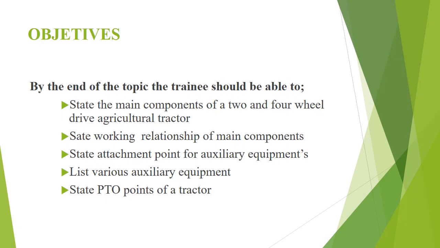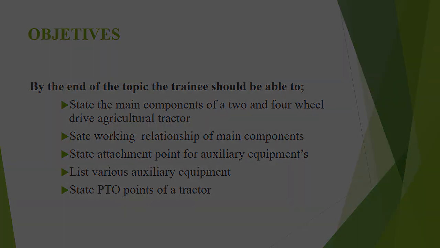Our objectives today are that by the end of the topic, you as a trainee should be able to state the main components of a 2 and a 4-wheel drive tractor. You should state the working relationship of the main components of a tractor. You should state the attachment points for auxiliary equipment. You should list various auxiliary equipment, and you should state the PTO points of a tractor.